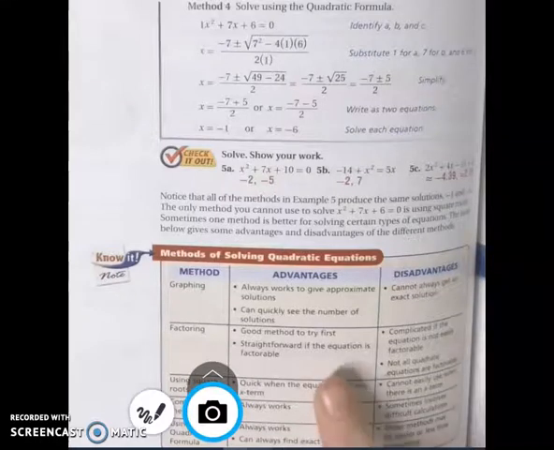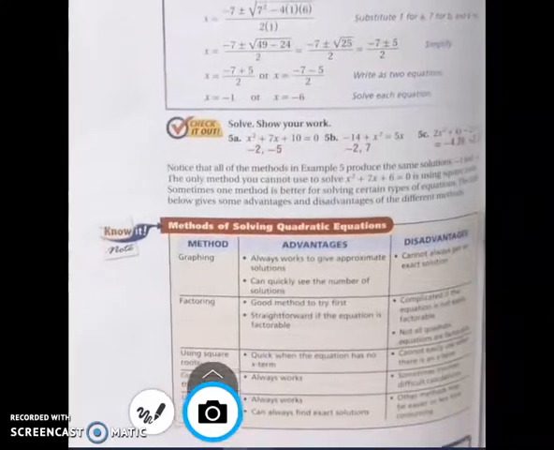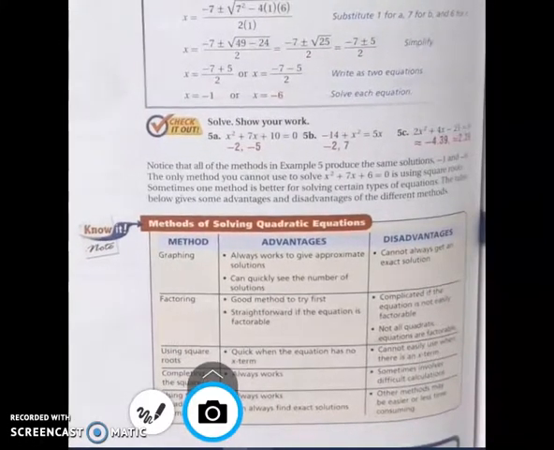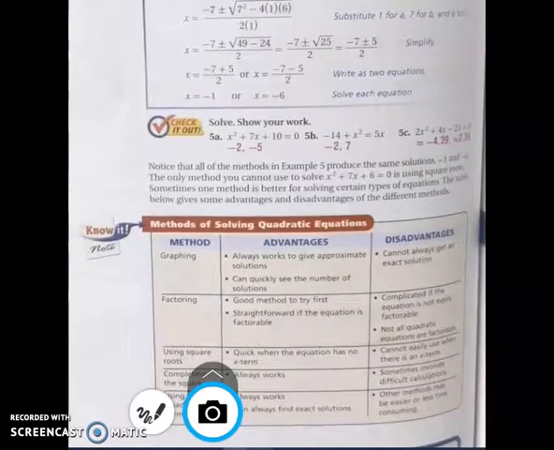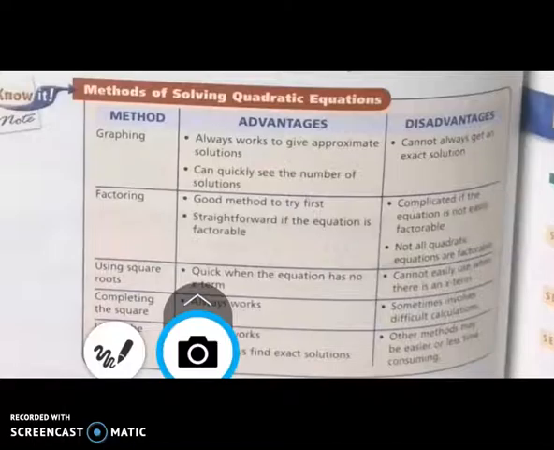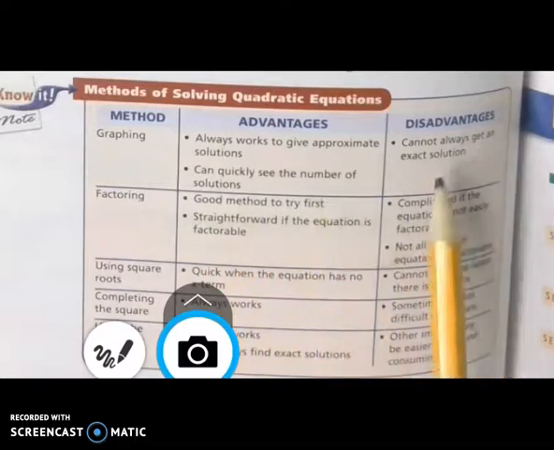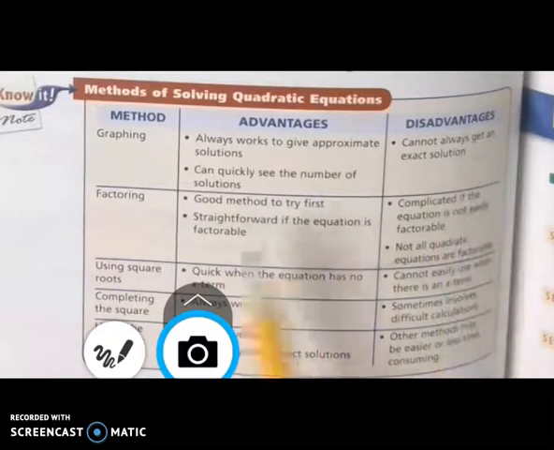This table, you guys, gives some advantages and disadvantages of the different methods. I just want you guys to look at this, and I want to walk through this with you. You must copy this down. It's really important. Okay, so the advantages for using the graphing method: it always works to give approximate solutions, and you can quickly see the number of solutions. Disadvantage, you cannot always get an exact solution.